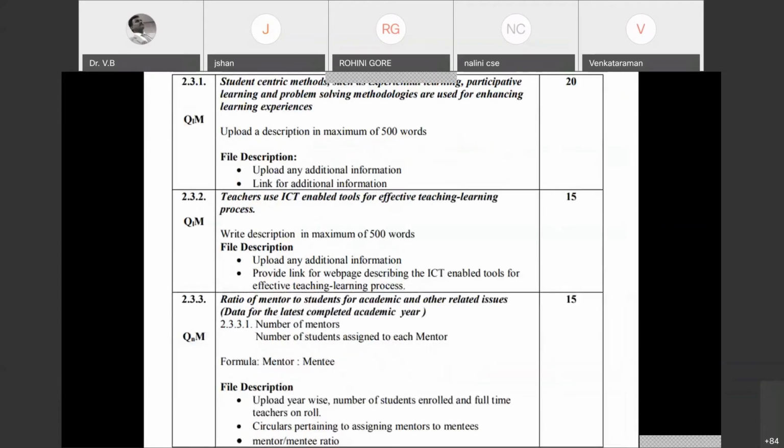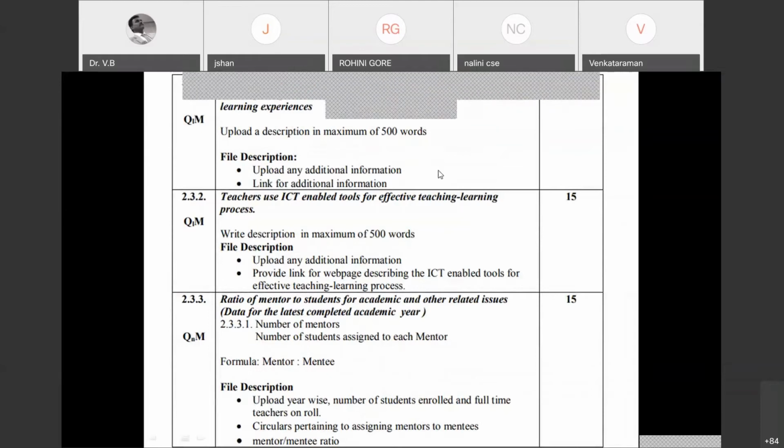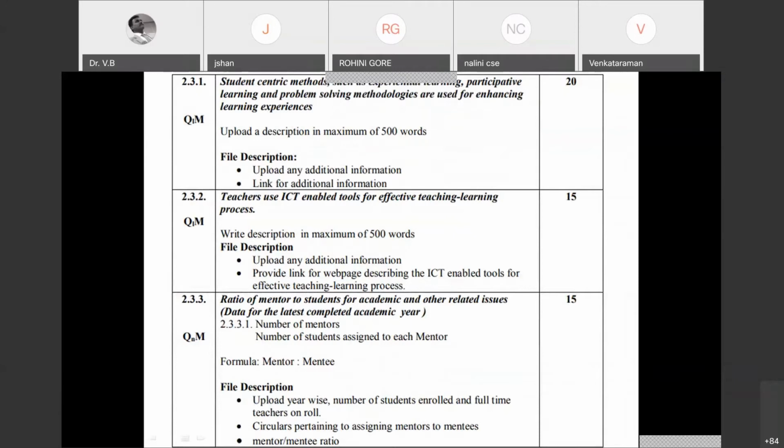And next metric is student-centric methods. Again, it is a qualitative metric. They are asking about experiential learning, participative learning, and problem-solving methodologies. What are the courses in which these are being followed? You have to give a descriptive answer for that, and you have to upload the supporting document.